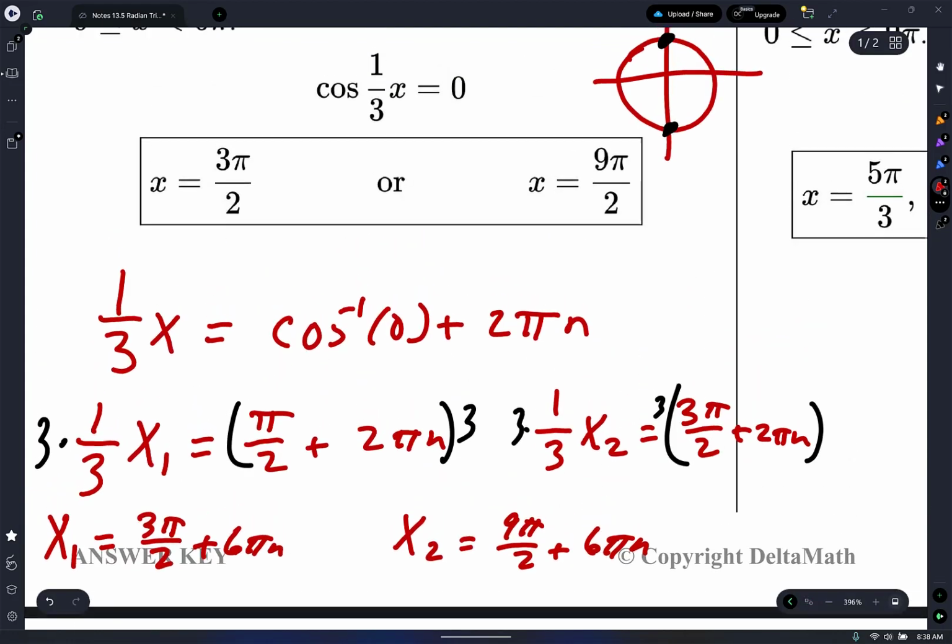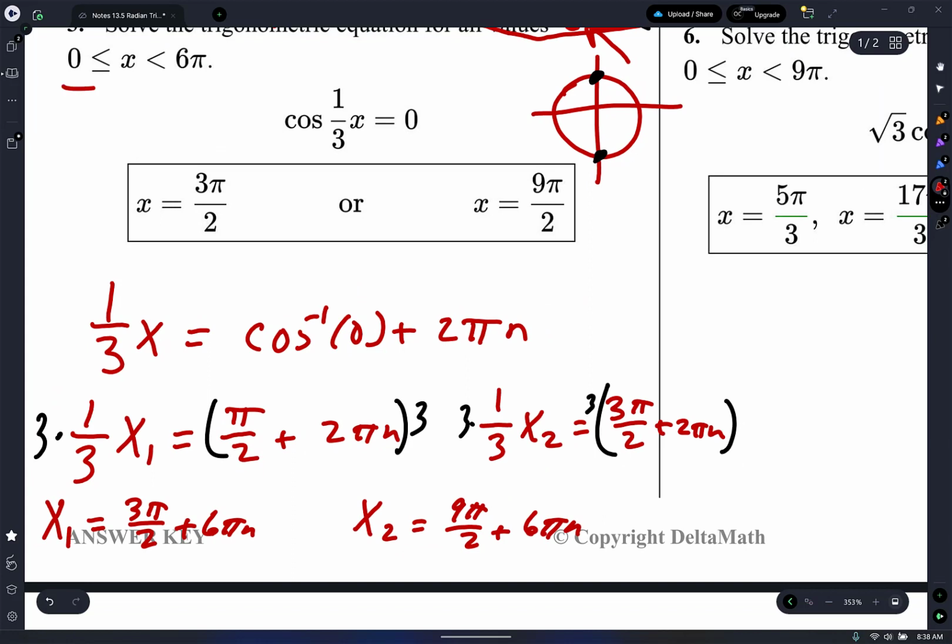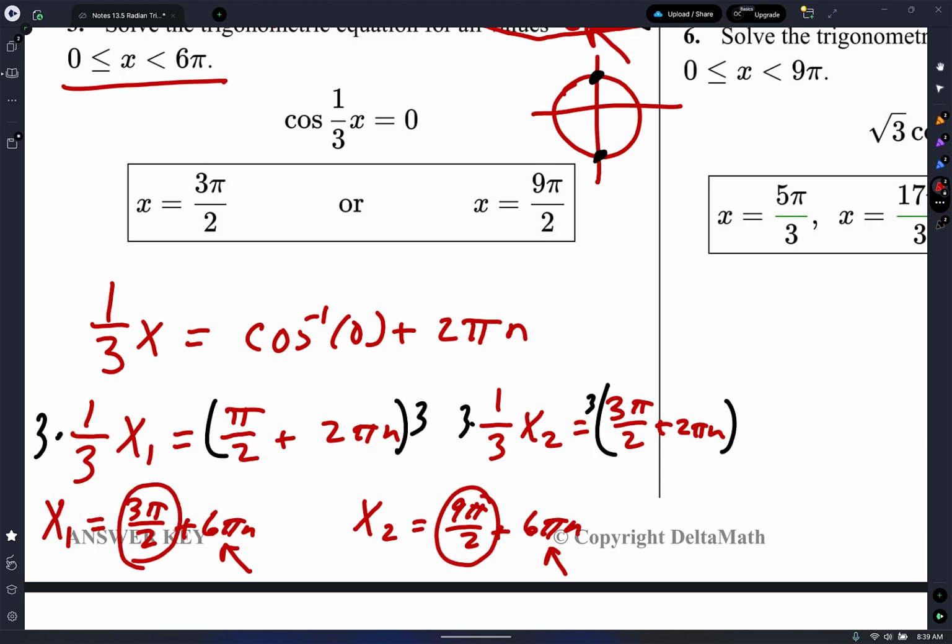All right, I look at my domain. Let me zoom out. 0 to 6 pi. So you're not going to add a 6 pi because that's already at the threshold. If I add 6 pi to this positive, I'm going to be outside of that domain. Does that make sense? So my only answers are 3 pi over 2 and 9 pi over 2. Oh, look at that. 9 pi over 2 and 3 pi over 2. Those are the answers. I put it to give me the answer key.